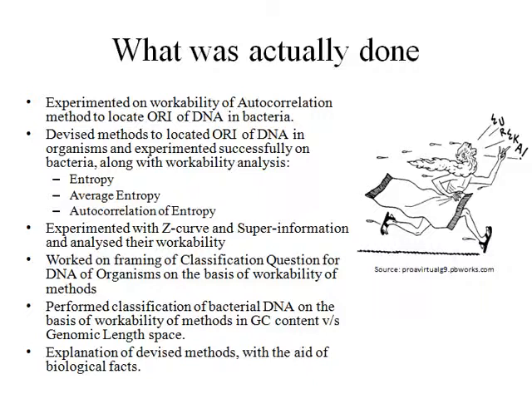Average entropy was just similar to entropy, no good, no bad. Autocorrelation of entropy, on the other hand, showed significantly good results. Around 80% of DNAs gave good results on this method. This is one of the phenomenal things that we discovered. Later we experimented on Z-curve and superinformation. Well, superinformation failed badly for detecting ORI, but Z-curve indeed gave very good results for finding ORI.